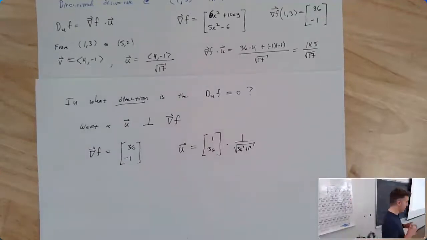So every time you're being asked for a direction, you should always be thinking, I need to divide by the magnitude of that vector. Erica: So when we find the max rate of change, we're not using the directional derivative formula. Correct. We're just finding the magnitude of the gradient. Right. And then we have the direction.